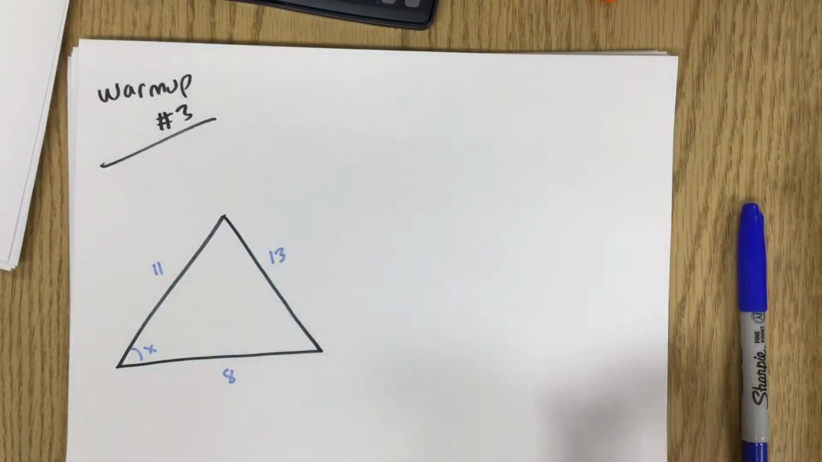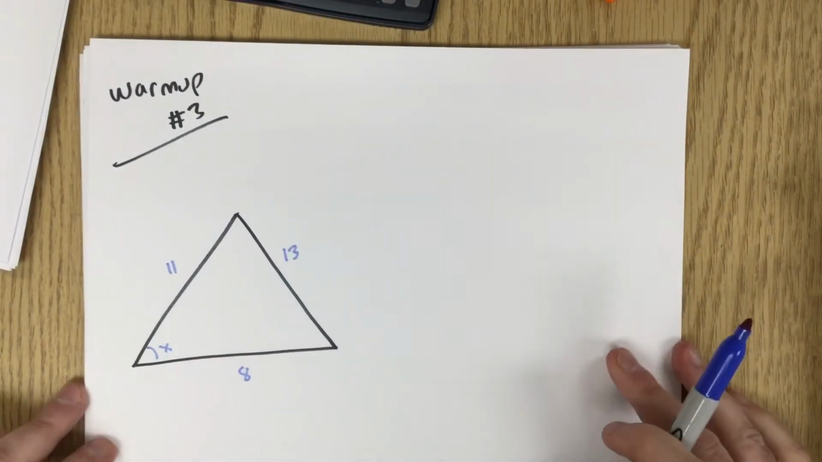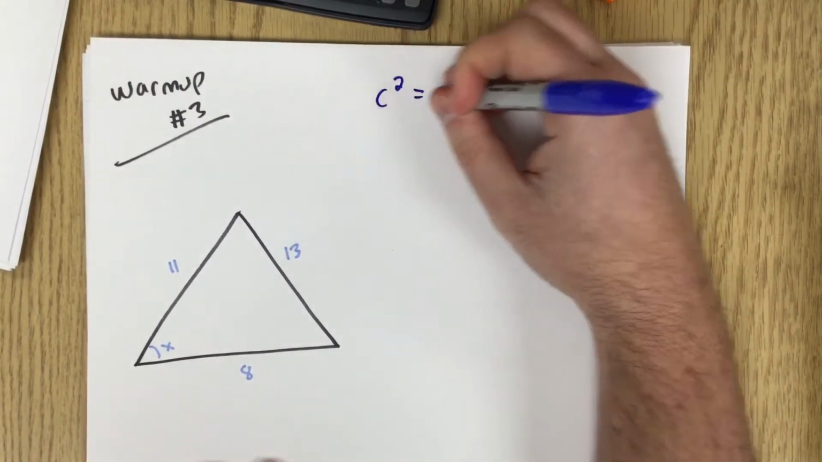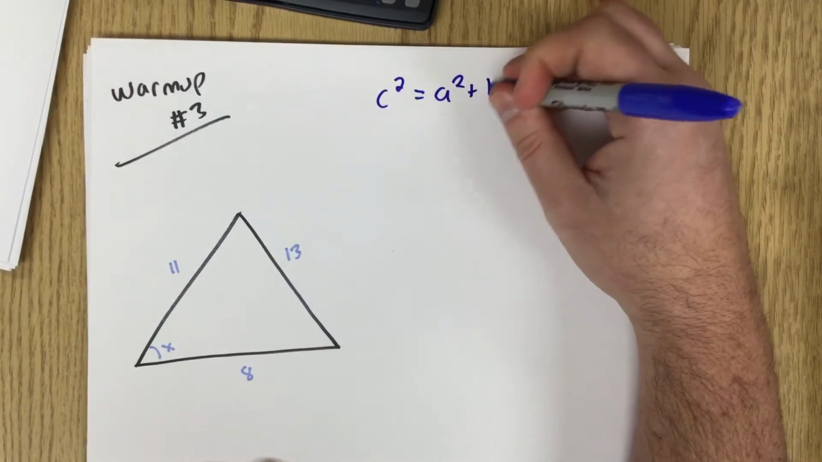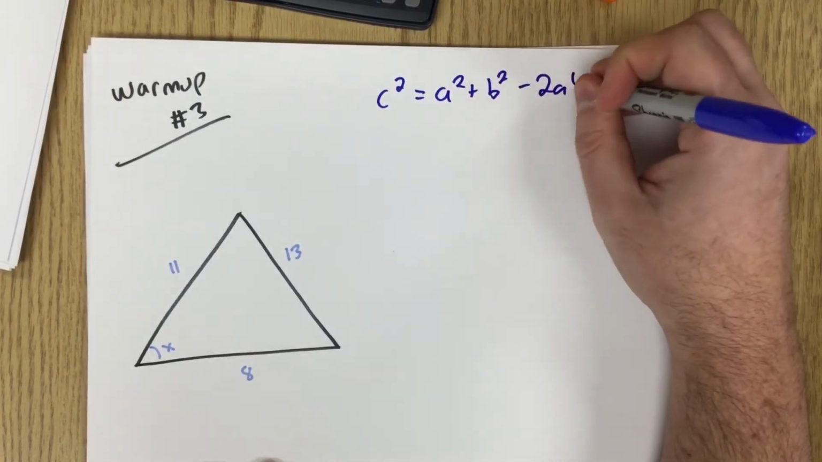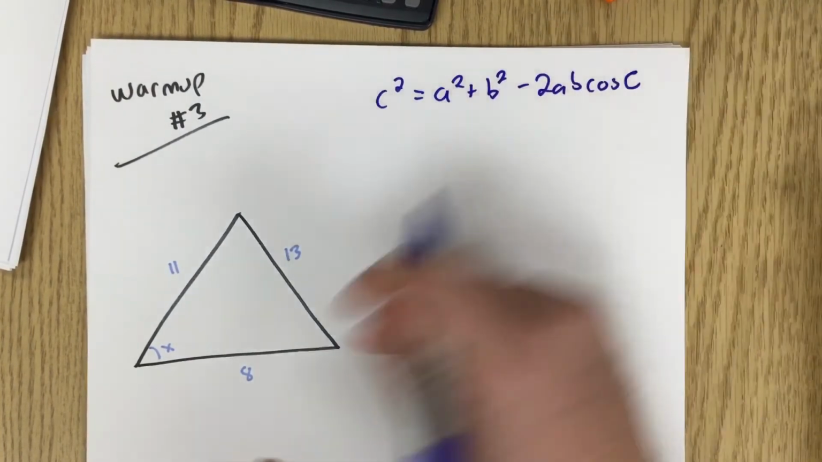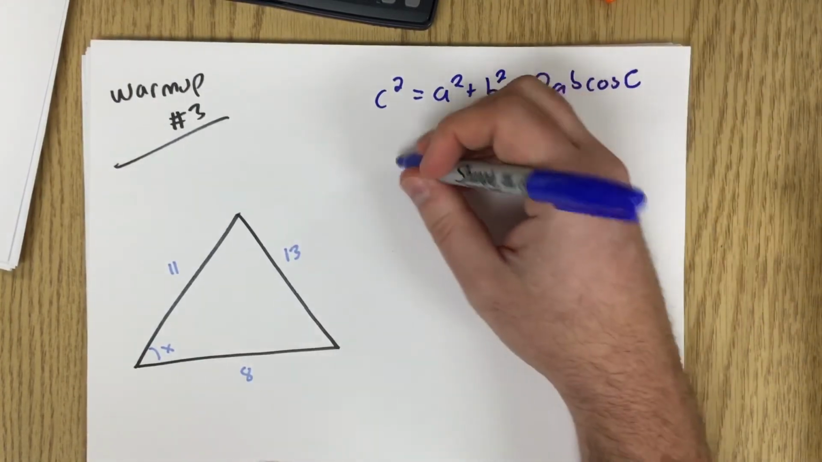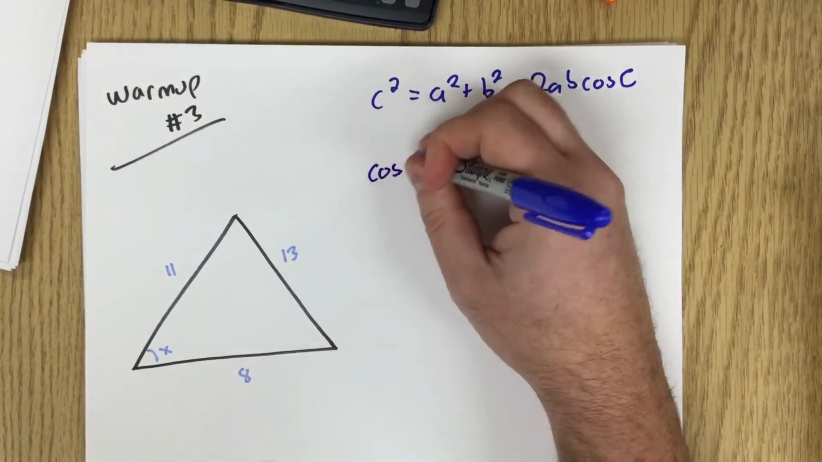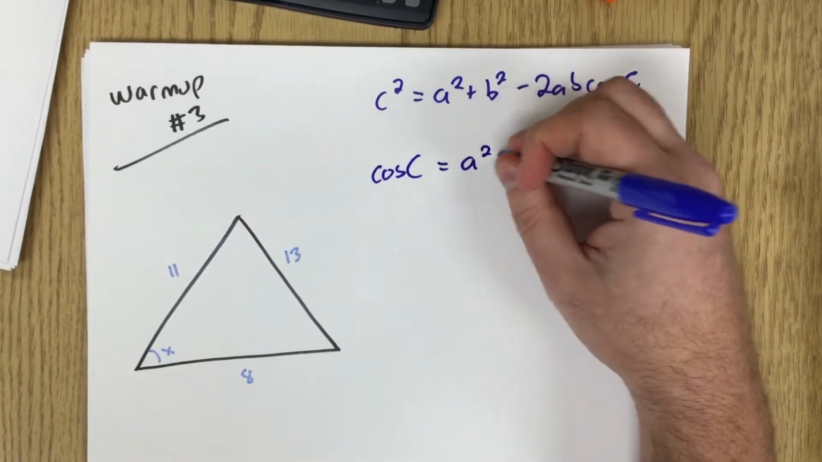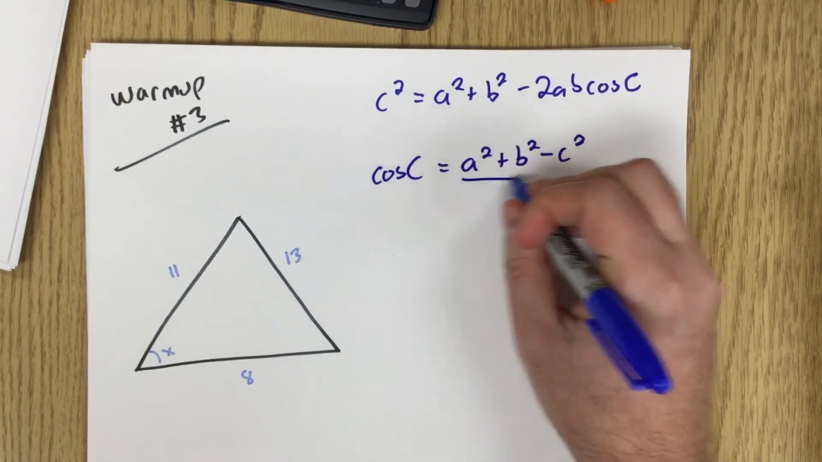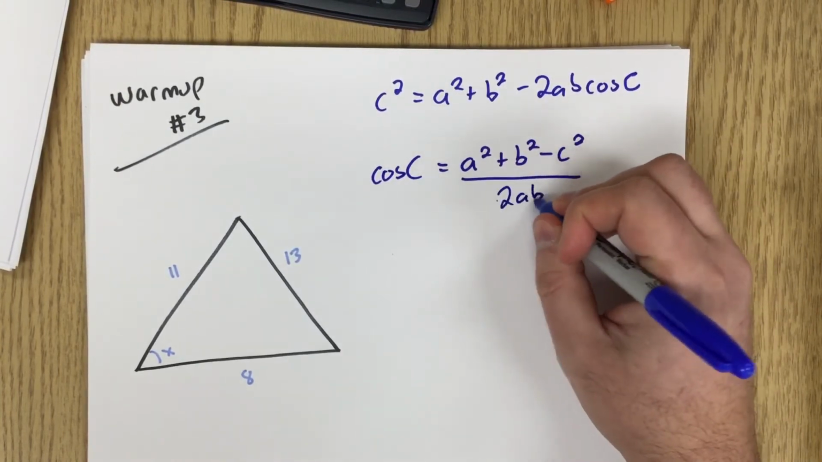The third warm-up. This is also going to be cosine law. So c squared equals a squared plus b squared minus 2ab cos c. And you could either plug it in directly or you could rearrange it. So if you rearrange it, you end up with cos c equals a squared plus b squared minus c squared over 2ab.